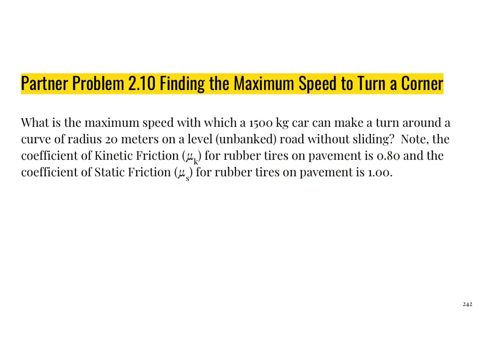So your first partner problem, which we'll take a look at in class tomorrow, says: what's the maximum speed at which a 1,500 kilogram car can make a turn around a curve of radius 20 meters on a level road without sliding? Note the coefficient of kinetic friction is 0.8 and static friction is 1.0. Well, we said before that the coefficient of kinetic friction only matters if it's drifting. So I'm actually going to use the coefficient of static friction.